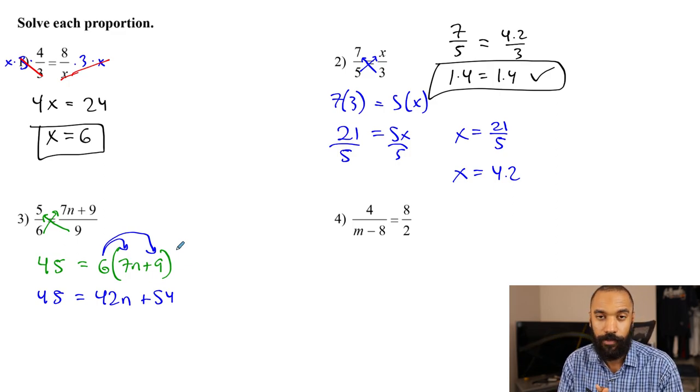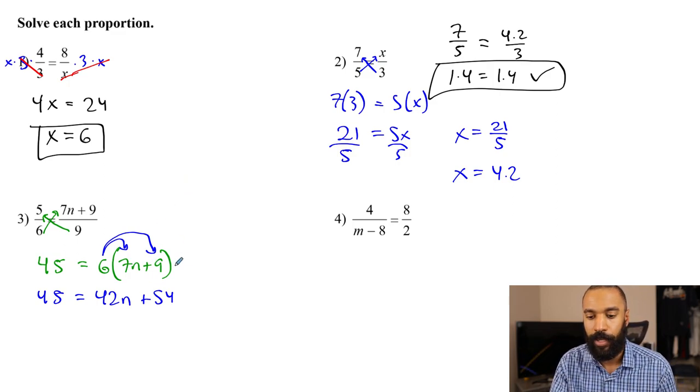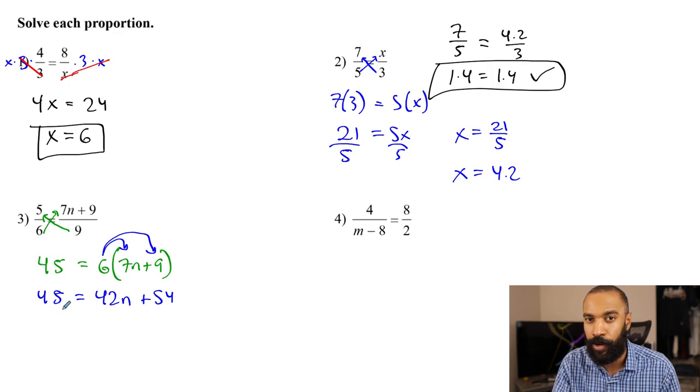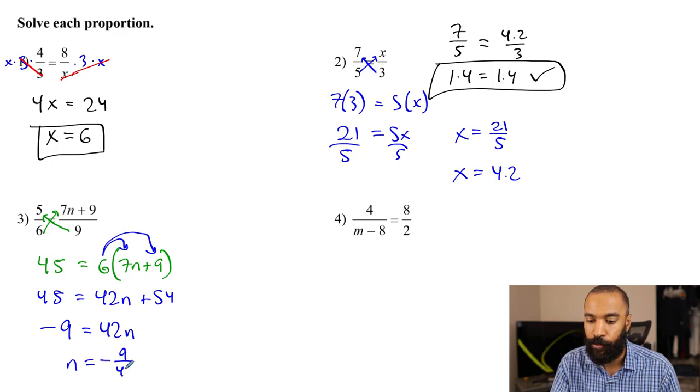Okay, now we solve the rest of the way as we would any other form. Subtract 54 from both sides. 45 minus 54 is negative 9. So negative 9 equals 42n. Divide both sides by 42. You'll get n equals negative 9 over 42.